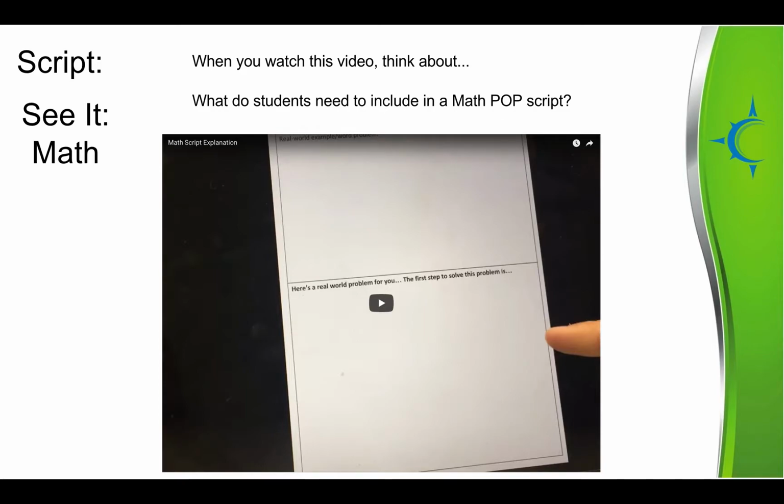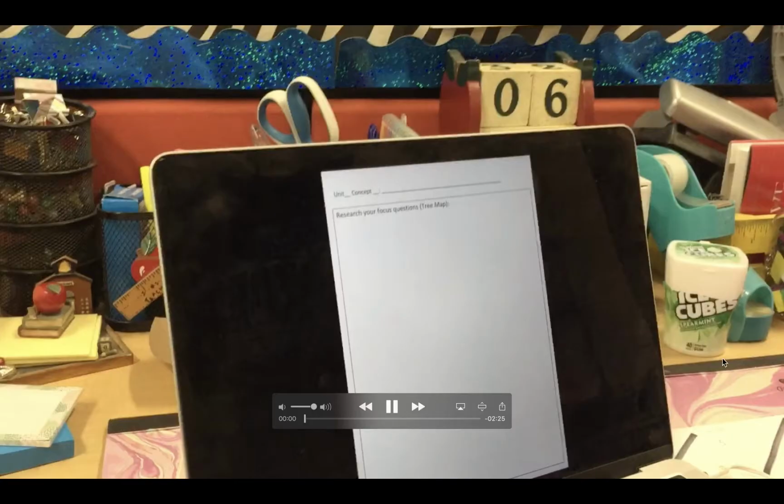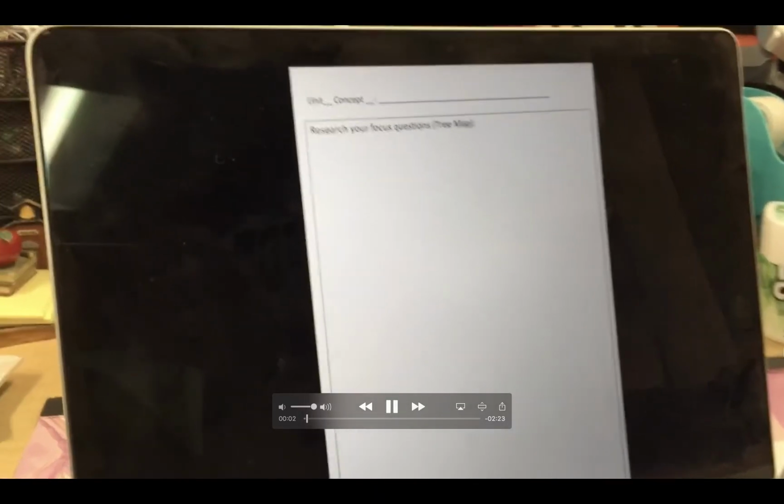Now that you've reflected, we see that a math script includes a standards research circle map, the objective, vocabulary, common misunderstandings, a simple problem and answer, a real-world problem and answer, and a conclusion. Here's a science script. When you watch this video, think about, what do students need to include in a science pop script? So this is our science pop script.